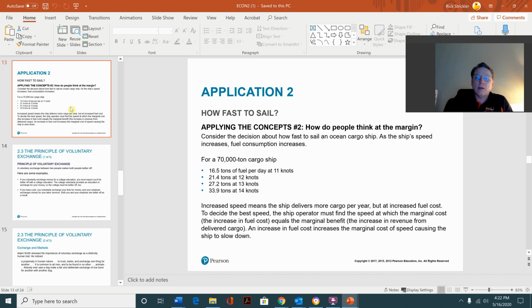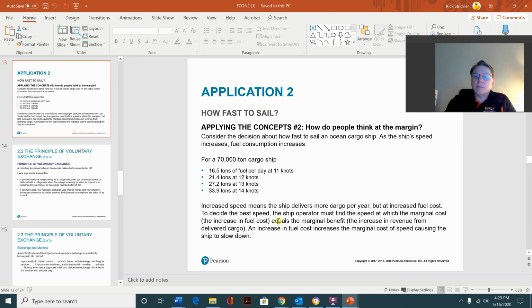Okay. So at 16.5 tons of fuel per day, it's 11 knots. At 21.4 tons, it's 12. At 27.2 tons, it's 13 knots. And at 33.9 tons, it's 14 knots. So here's the number of tons of fuel per day, and here's your speed. Increased speed means the ship delivers more cargo per year, but at increased fuel costs.